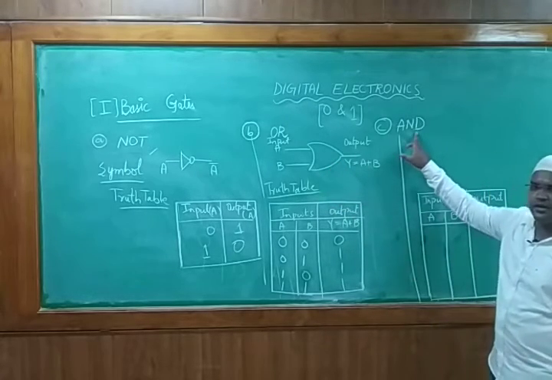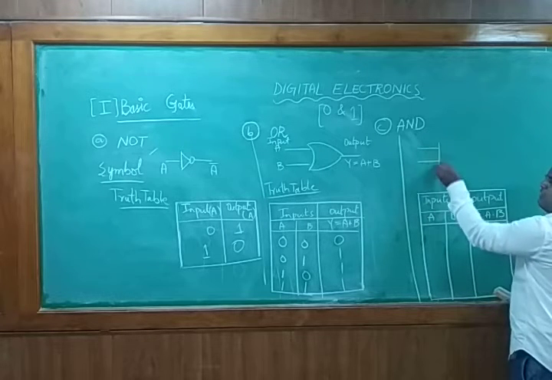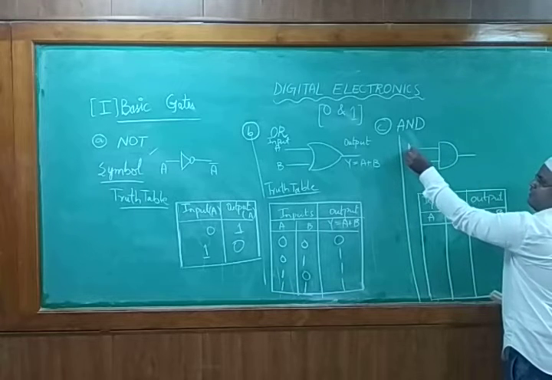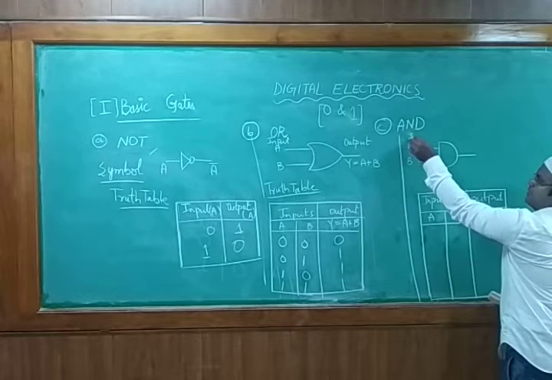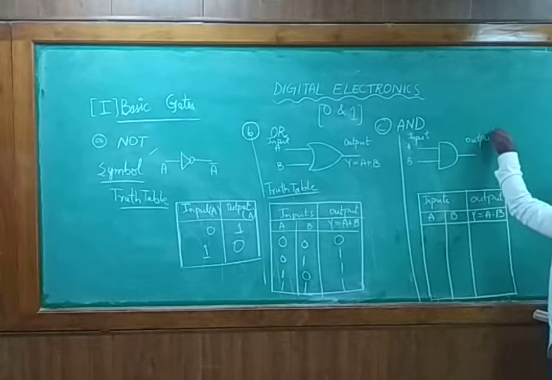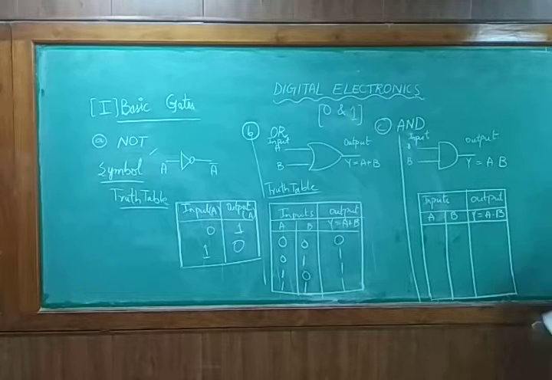Likewise, the next basic gate is AND. So basically, what is the AND? If I have a symbolic representation, I can mention it like a D shape. I have inputs A and B. This end I am mentioning as input, and the other end will be the output. So what should I mention? Y is equal to A into B.